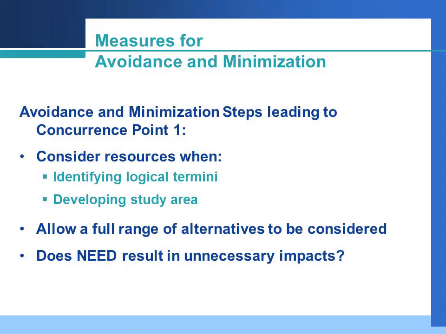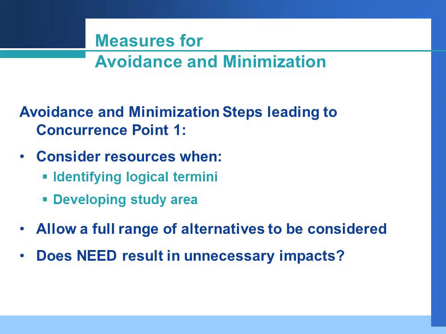Avoidance and minimization measures taken during the steps leading up to the Concurrence Point 1 meeting include considering environmental resources within the project area when developing the study area or identifying logical termini. For instance, if there is a large resource, be sure to make the study area large enough so that resource can be avoided. Also, consider if a project need will result in unnecessary or unwanted impacts, direct or indirect. Allow for a range of alternatives to be evaluated.